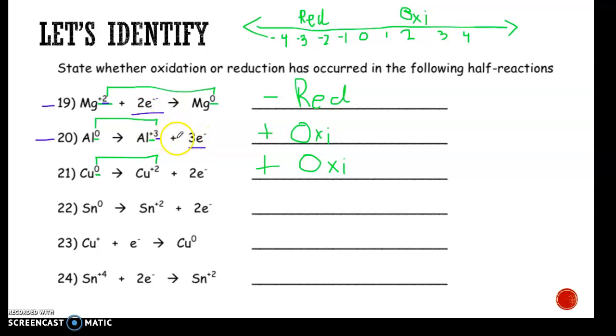And you also notice that our electrons are written on the side with the oxidation state that they correspond with. So Mg +2 is on the side with the 2 electrons, and Al +3 is on the side with the 3 electrons. Keep that in mind when you're writing your own half reactions for oxidation and reduction.